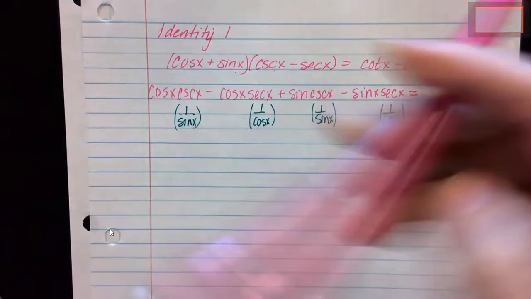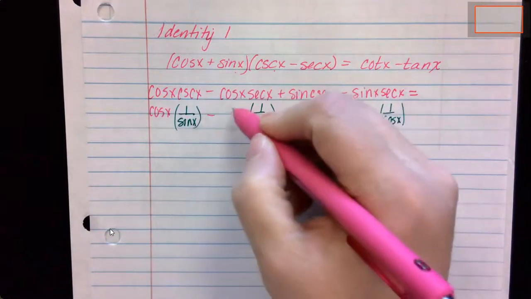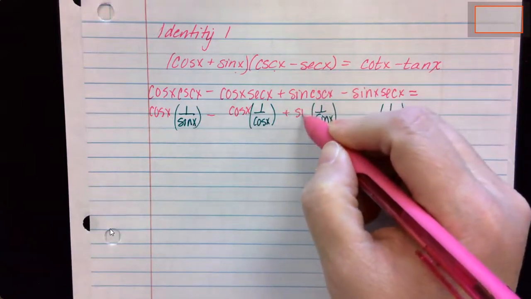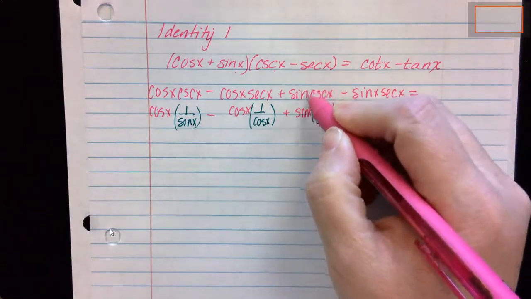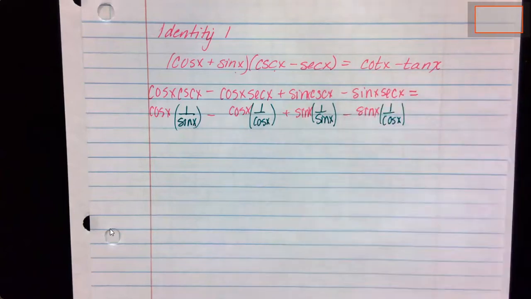And then my sine and cosine is going to stay the same. So this is cosine x times 1 over sine, minus cosine x times 1 over cosine, plus sine x times 1 over sine, minus sine x times 1 over cosine.